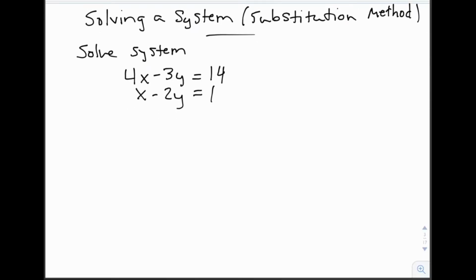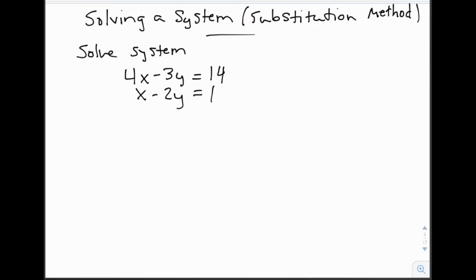Our first method is going to be the substitution method, and we can use this to solve a system. Say for example, we are looking at the system of 4x minus 3y equal to 14, and x minus 2y is equal to 1. Let's go ahead and go through some steps to solve this one.